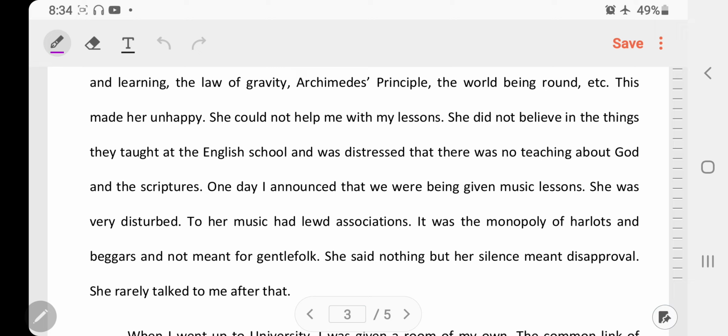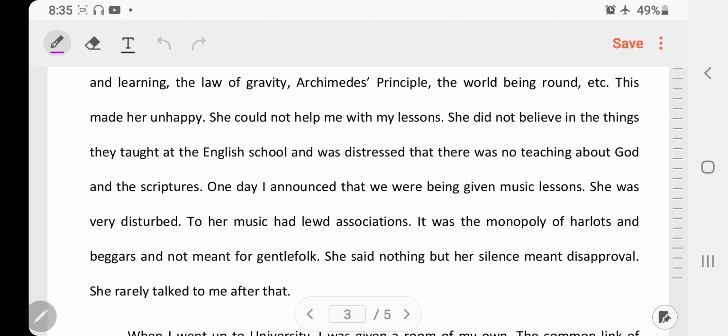She could not help me with my lessons. Earlier it was very easy for the grandma to help the child with homework, because what was there? There was the alphabet, there was religious teaching, and grandma knew all those things. But here grandma does not know English, grandma does not know the law of gravity. It is very clear that she does not know the principle of Archimedes. So how can she help the child learn this English education? It was very difficult.